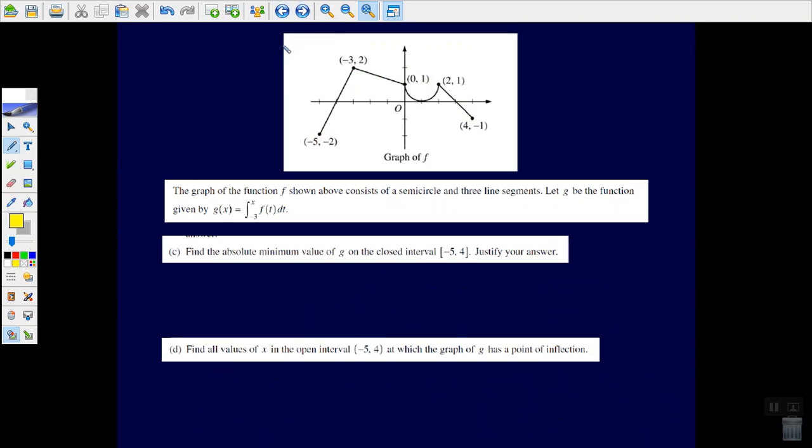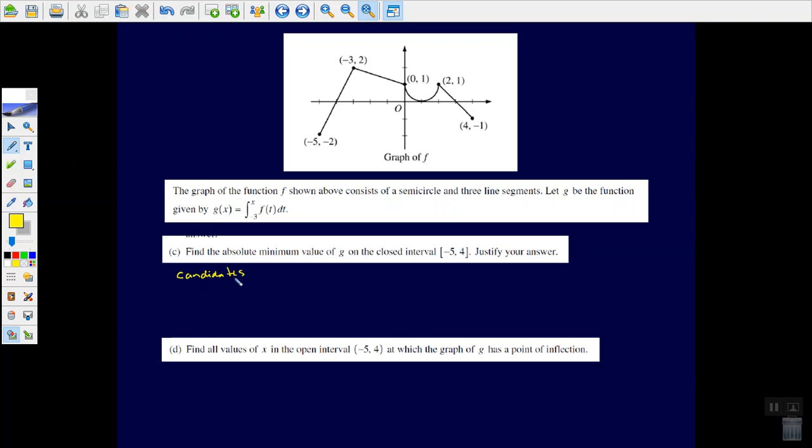Let's go on to part C. Part C now is asking us to find the absolute minimum value of g on the closed interval -5, 4. Now that's a different thing than a relative minimum or a relative extrema that was asked for in B. An absolute minimum, if it's asked on a closed interval, remember, reminds us that we're probably going to want to use the candidates test here and include -5 and 4 as candidates.